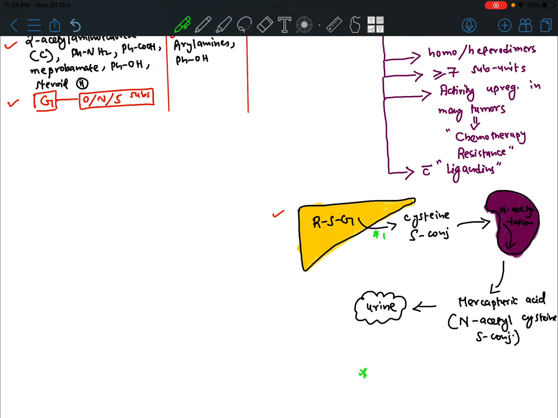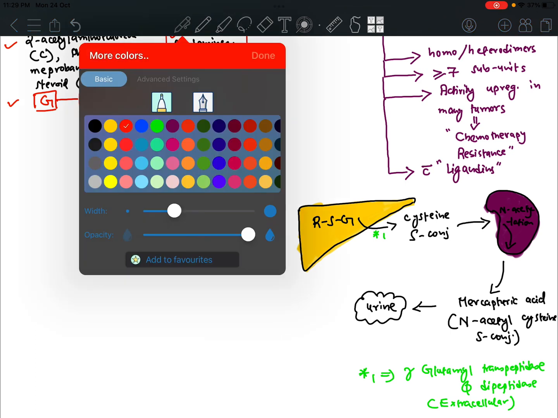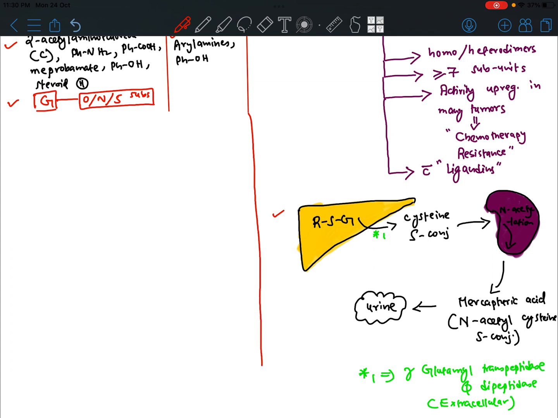Now what is this star 1? What are the enzymes acting there? It's gamma glutamyl transpeptidase and dipeptidase. These are extracellular enzymes.